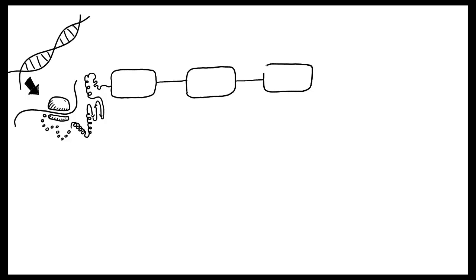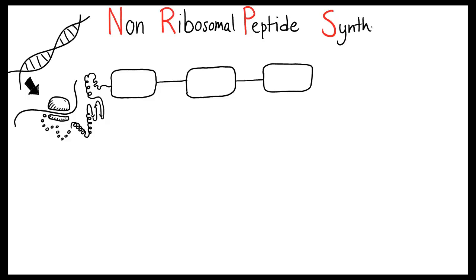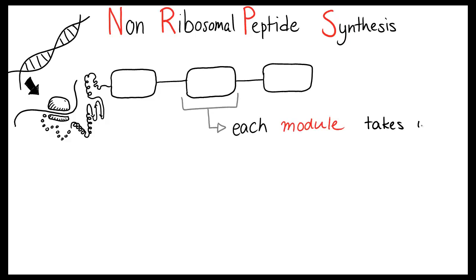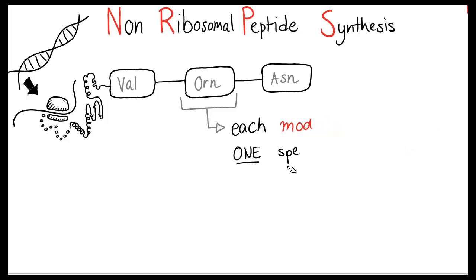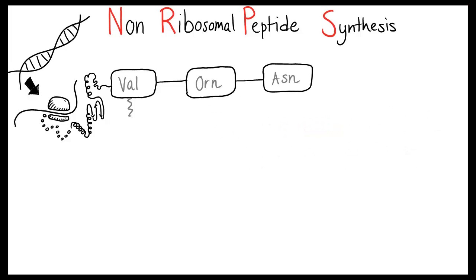In our case, we deal with NRPS, non-ribosomal peptide synthesis. Here, our protein of interest consists of 3 so-called modules. Each module takes up one specific amino acid. In our case, valine, ornithine, and asparagine. Within this NRP synthetase enzyme system, the specific amino acids are taken up in a template-independent manner.